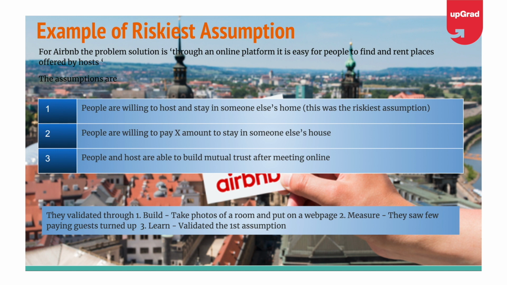And how did they validate this riskiest assumption? They validated it through a build, measure, learn loop. In the build phase, they took photos of a room and put them on a web page, and they measured some metric. Majorly, they measured the paying users who were turning up, and from this, they were able to learn that yes, people were actually willing to pay for a room that was just put on a web page, which validated their first assumption.